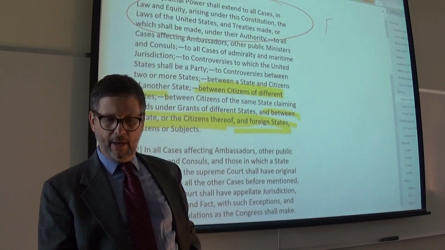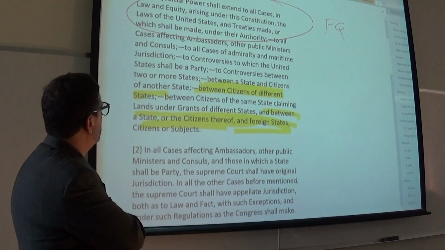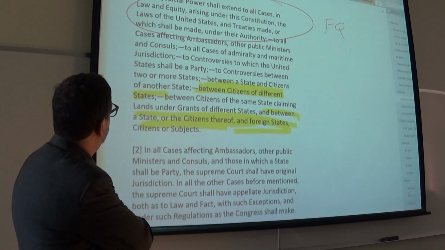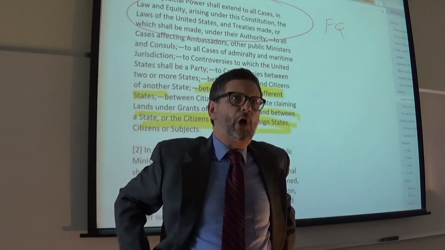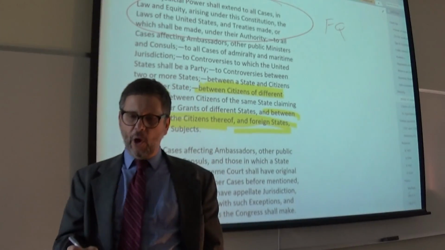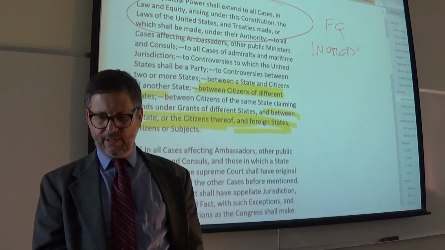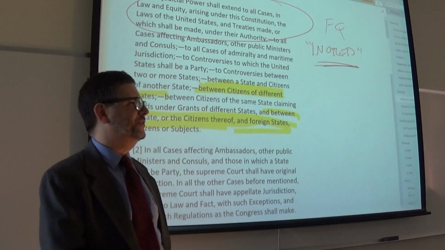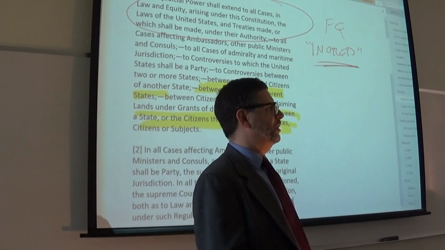At the beginning here, all cases in law and equity arising under this Constitution, the laws of the United States and treaties made or which shall be made under their authority. That's the constitutional scope of Article 3, federal question jurisdiction. And under the Osborne case, all that's required is that there be a federal ingredient in the original cause of action. That federal ingredient could be the cause of action in the complaint.